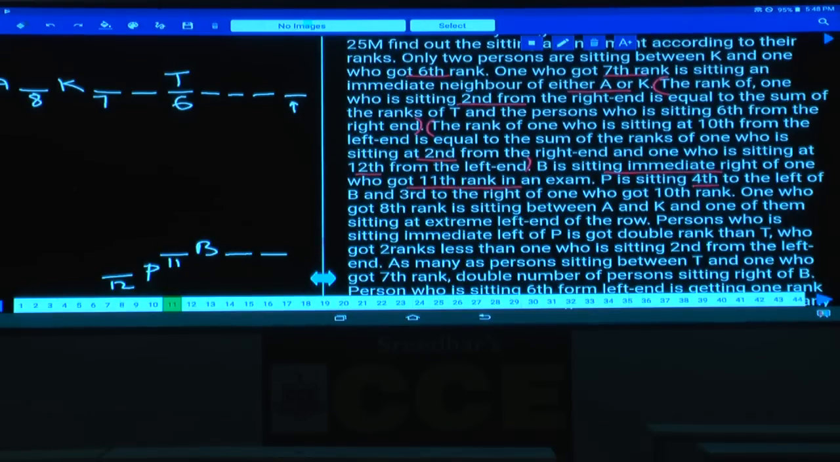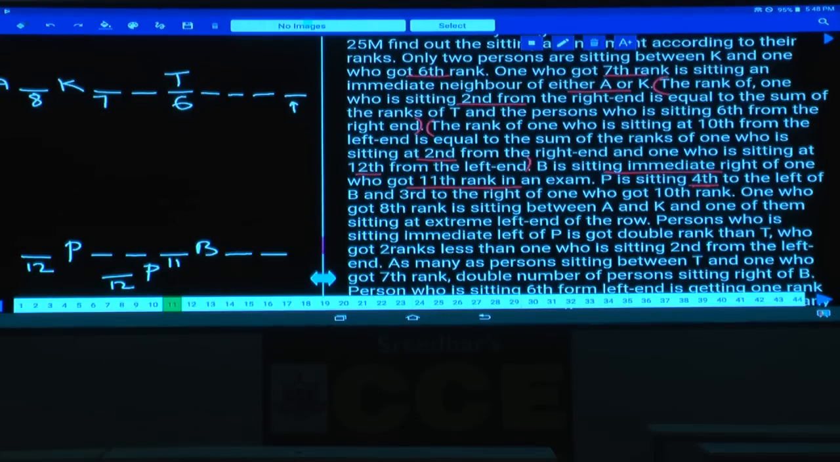And P is sitting 4th to the left of B. P is seated 4th to the left of B. As B is here, 1, 2, 3, and P is 4th to the left of B, isn't it? P is 4th to the left of B, and immediate left hand side of P is the 12th ranker. Done with this? And we have this information.